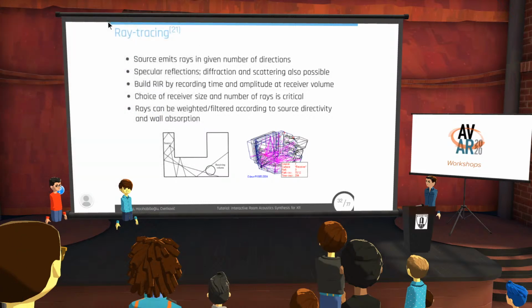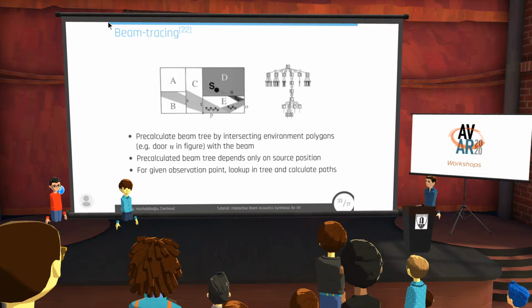Also, this is quite a flexible model because the rays can be weighted, for instance, using source directivity, as Hseyin has briefly discussed earlier, or you can also filter them, for instance, to model frequency-dependent wall absorption whenever one of these rays hits a boundary. On the bottom right corner, you can see a ray tracing simulation for a more complex space like a concert hall. Lastly, for the geometrical acoustic models, I wanted to talk about beam tracing.